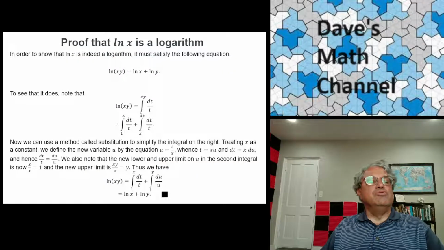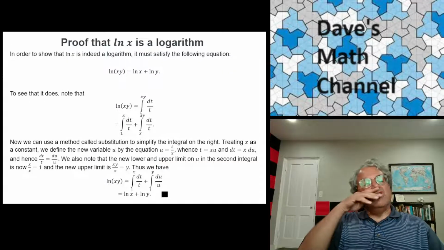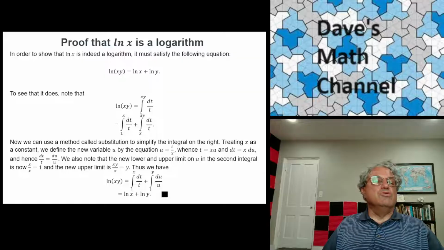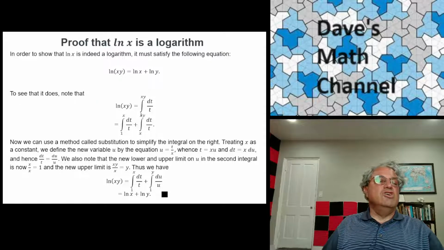But how do we actually prove that with this definition, ln x is really a logarithm? We're calling it the natural logarithm, so it better be a logarithm, otherwise the name is wrong. It turns out it's sufficient to prove that for all positive numbers x and y, we have ln of xy is ln of x plus ln of y. That's the defining property of a logarithm: the logarithm of a product is the sum of the corresponding logarithms.